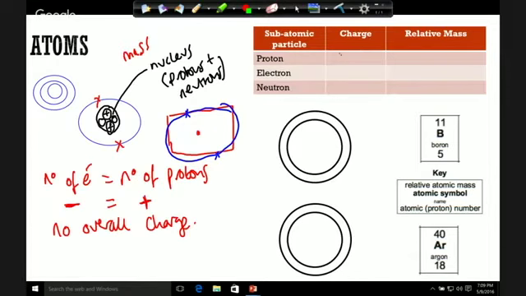You need to know the charges on the protons, electrons, and neutrons and their relative mass. That just means compared to each other, what number can we give them for mass? So let's talk charges first of all. Protons have a charge of +1. If you just put plus, you will not get the mark in the exam. So you must say +1. Electrons have a charge of -1. And neutrons have no charge.